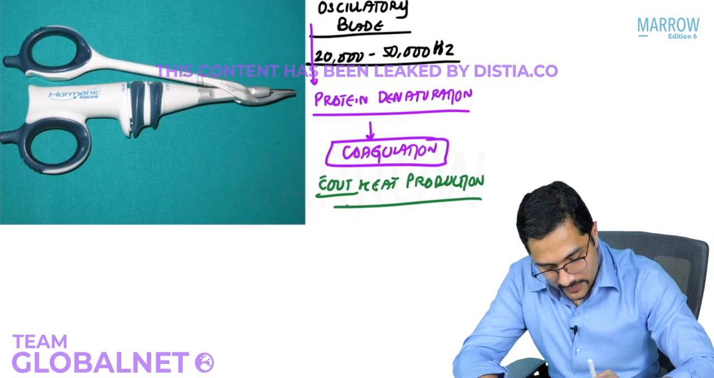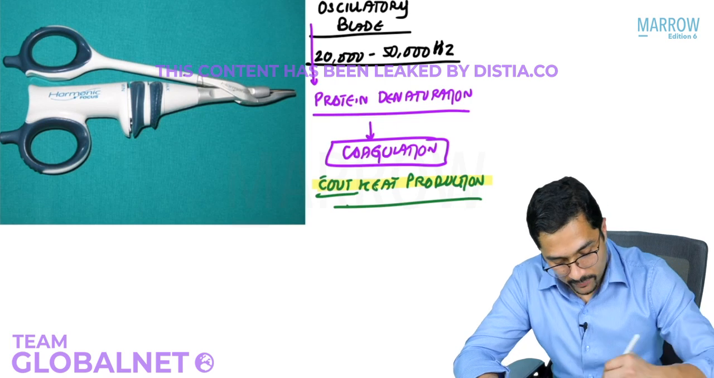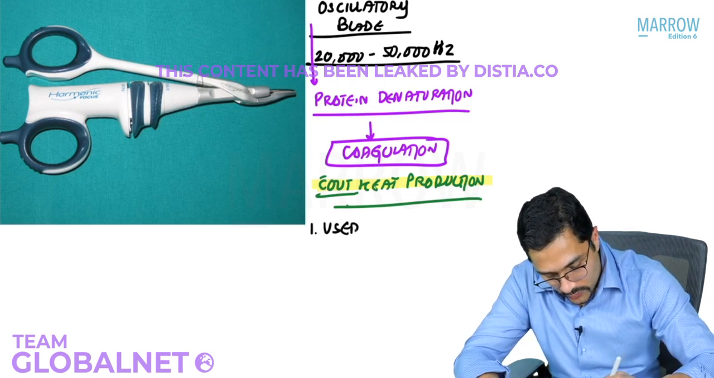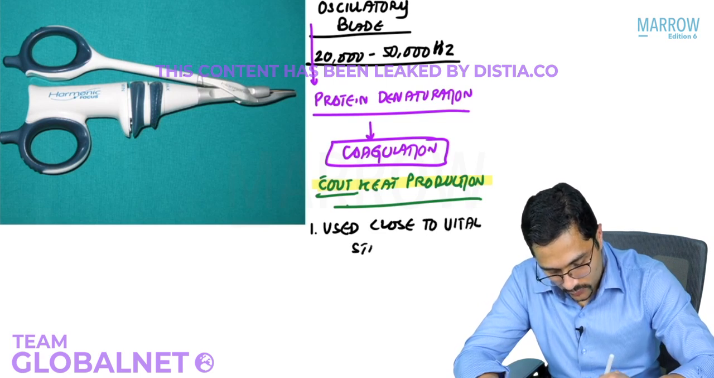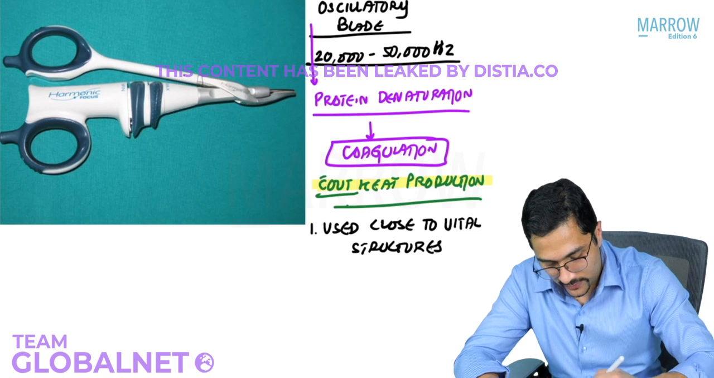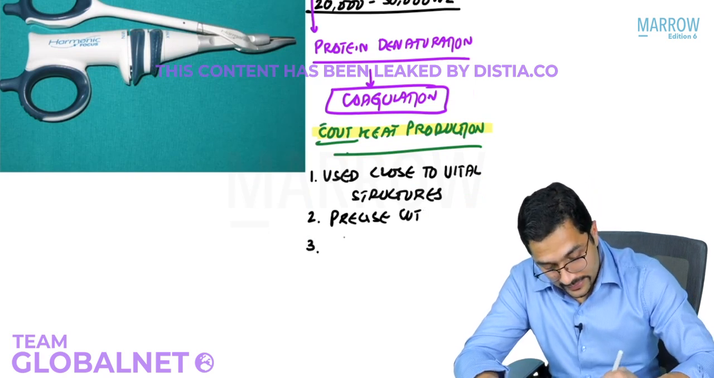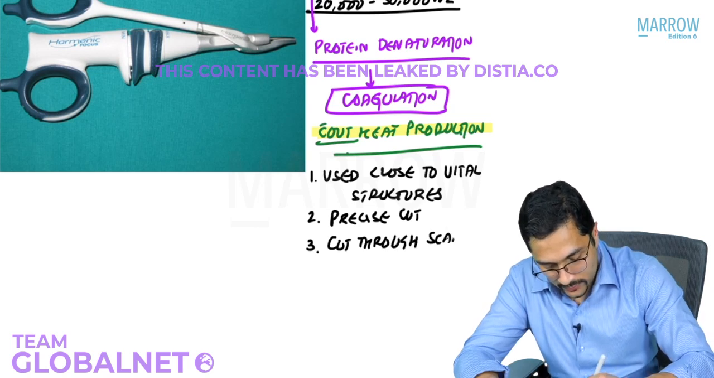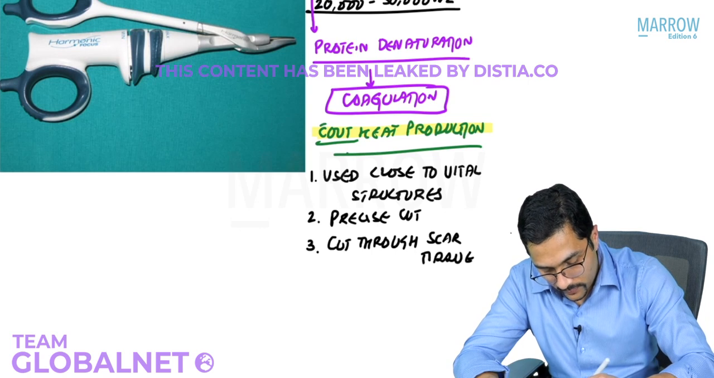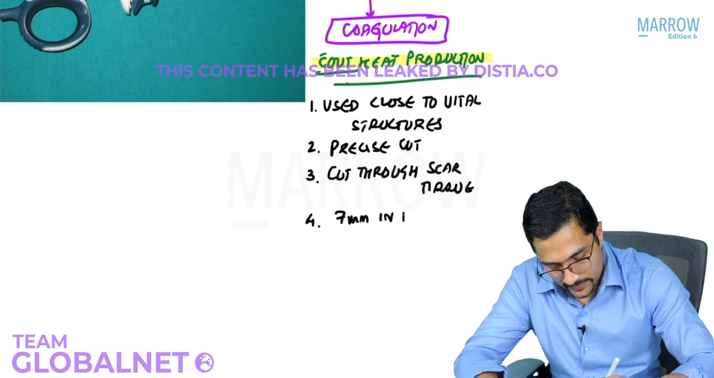Now, what is the advantage if it occurs without heat production? The advantage is that it can be used close to vital structures, because heat is not getting generated. It has a very precise cut. It can cut through scar tissue also. And this can also seal vessels which are 7 millimeters in diameter.